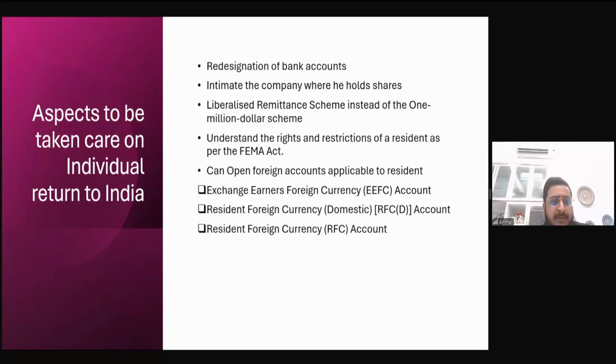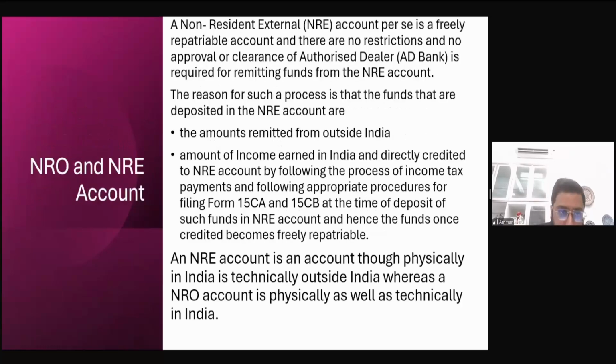And vice versa, when he is coming back to India, a change in bank accounts will also be required. Then we have to tell him that he no longer has the option of the $1 million scheme, and he will have to go into the Liberalized Remittance Scheme. Only 250,000 USD he will be able to remit outside India. So we will have to consult him on that basis, and on NRO and NRE accounts. I am not going technically into the accounts, just giving you a basic idea.